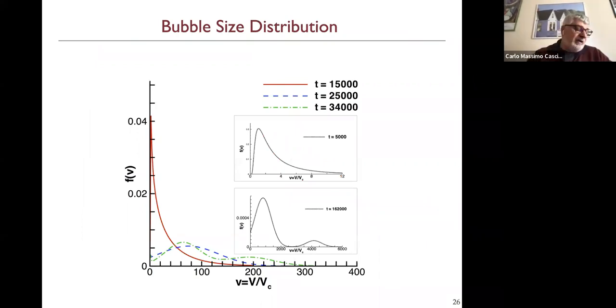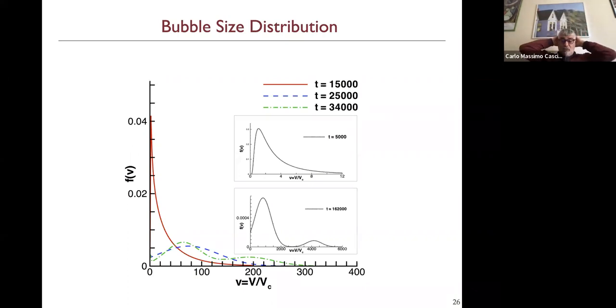We can do more than that. For instance, we can try to analyze what is the fate of the bubbles. What is shown here is the histogram of the volume of the bubbles normalized with the critical volume. And what you see is that, of course, initially you form a large number of very tiny bubbles, then the system evolves, and the average size of the bubbles increases in time, until the population splits into two subpopulations. So we have a bimodal distribution.